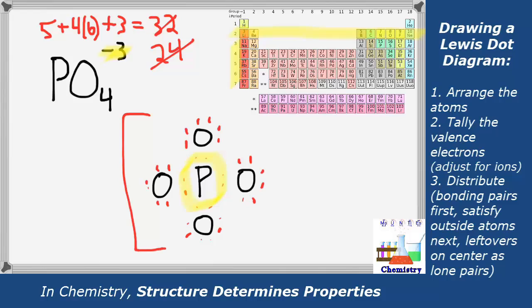The only other thing that we would want to indicate, just like we did when we diagrammed our polyatomic ions in pictorial form, is that you want to show that the entire particle is carrying that -3 charge. So we would put the Lewis dot diagram in brackets with a -3.